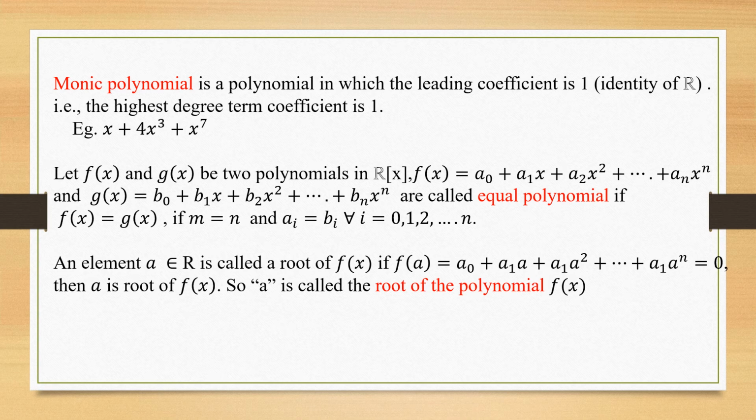Next, root of a polynomial. An element a which belongs to R is called a root of f of x if it satisfies that particular equation, which means that if I substitute that particular value, maybe some number or whatever it is, into that polynomial, and if the answer is 0, then I call that element a root of the polynomial.